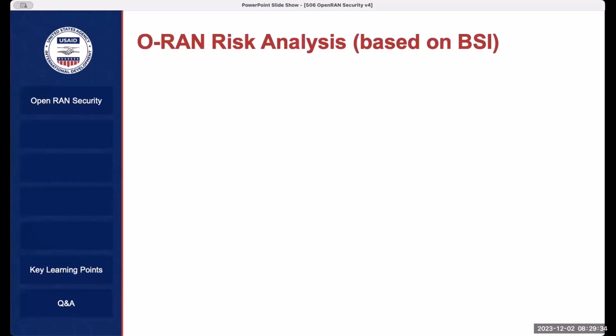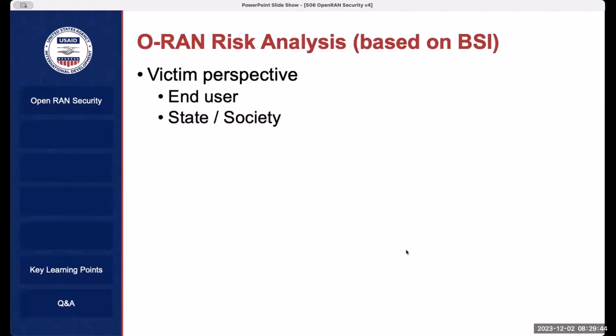Okay. So we have here a sample risk analysis based on BSI. It's a German company. It's from the victim's perspective: is the victim the end user, the state, or the telecom operator?